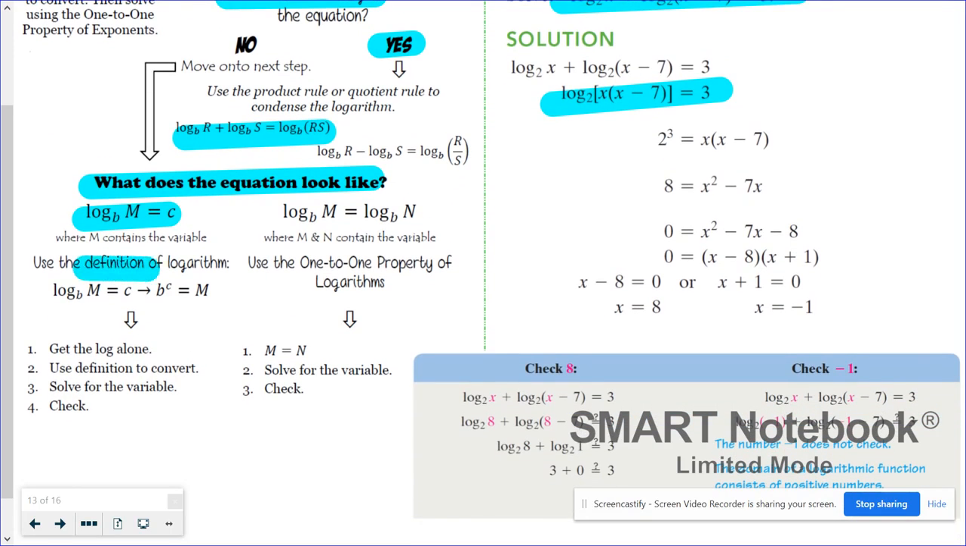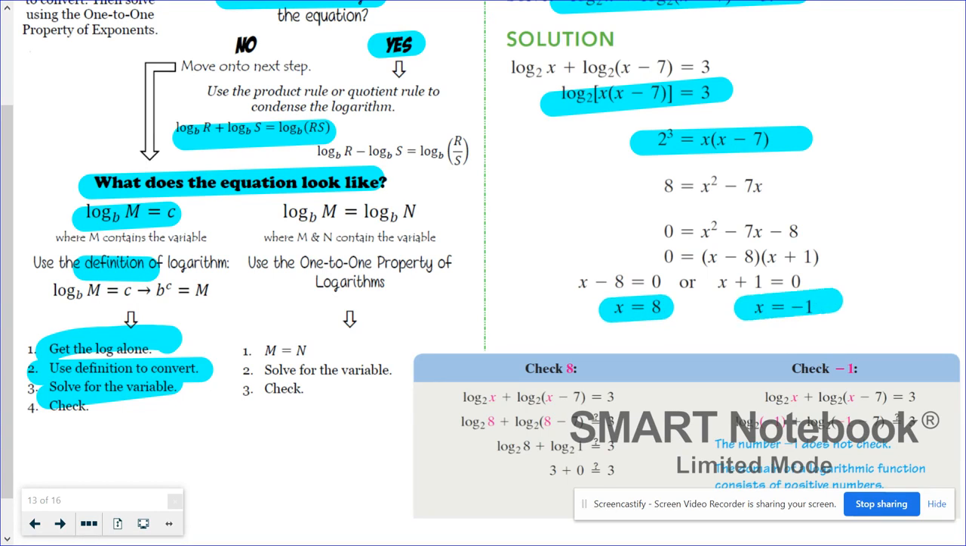So we've got one log, that's done. Use the definition to convert. So here you have the definition: 2 to the third power is equal to x times x minus 7. They're solving for the variable. This is a quadratic equation, so you've got to get it equal to 0 and factor. They got two solutions here: x is 8 and x is -1. The fourth step is always to check.